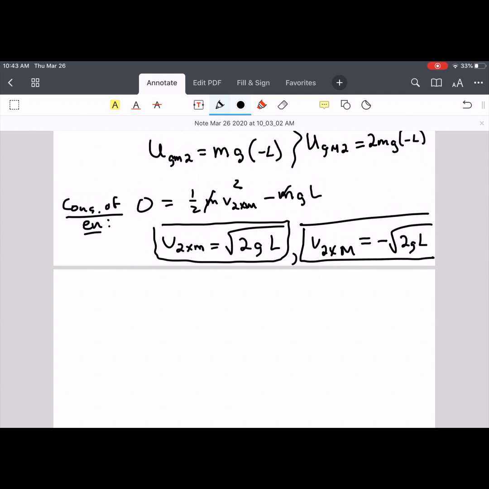All right, question number 2. What are the velocities right after the collision? So right after the collision, what's conserved? So during the collision, I should say, what's conserved?